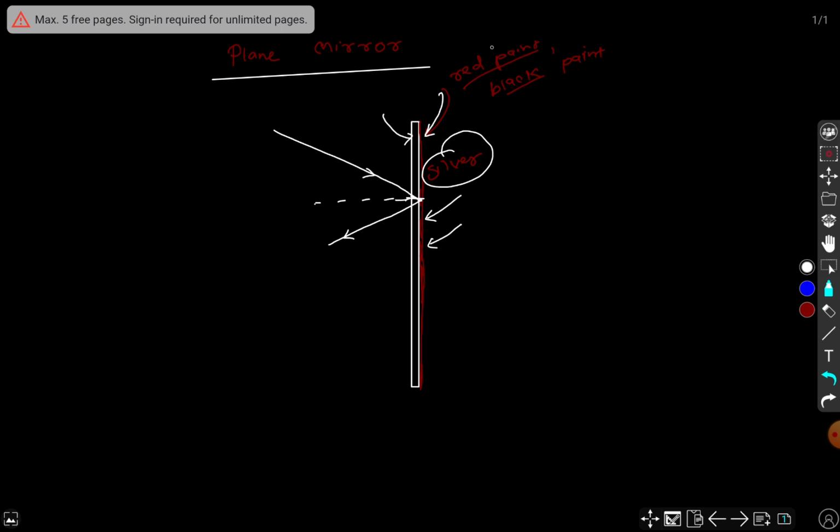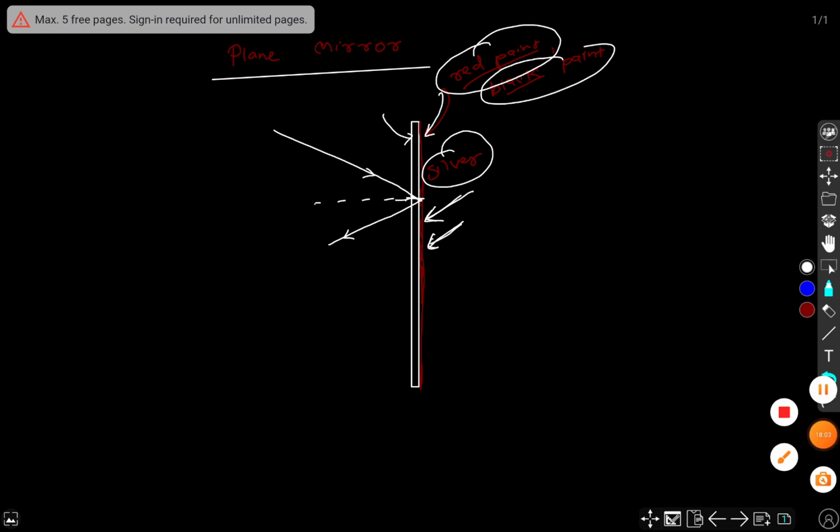Now the question arises: why have we painted it with red or black paint? This is because the silver coating is very delicate and very thin. If we had not painted it with red or black paint, then the silver part would be exposed to air and it may suffer scratches and be worn out, as a result of which the mirror will not be able to show reflection properly and we won't be able to see our face in it. So that's the reason behind the mirror getting painted with black and red paints.